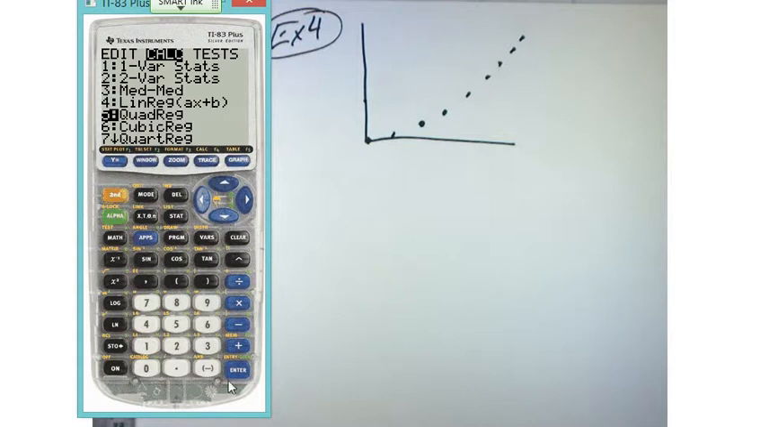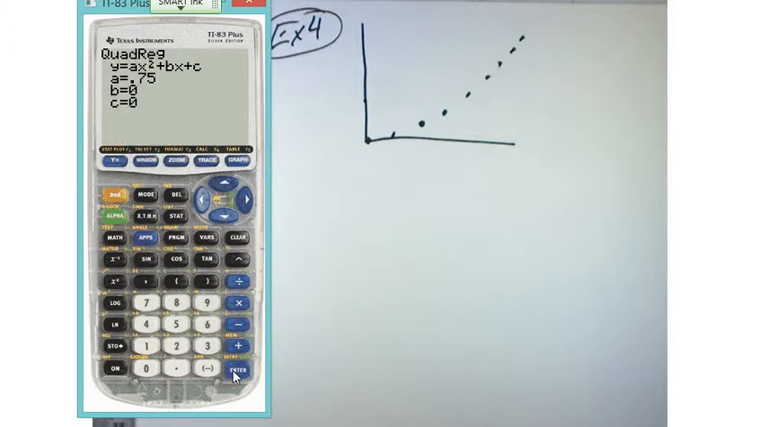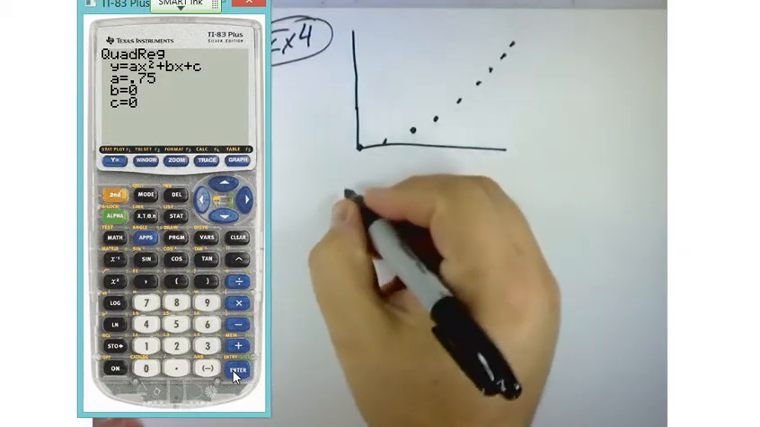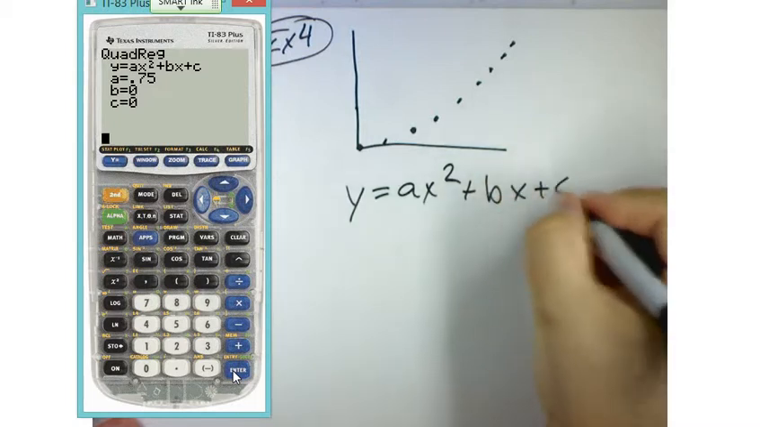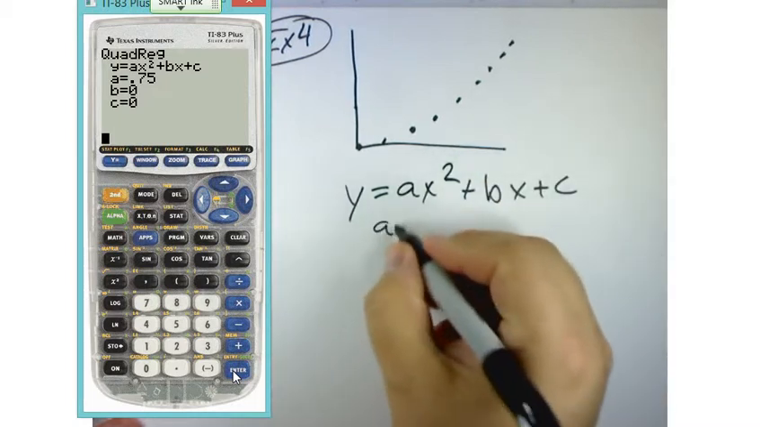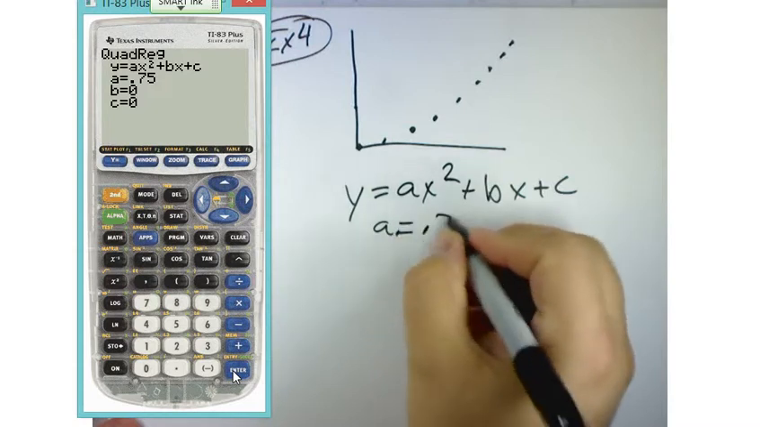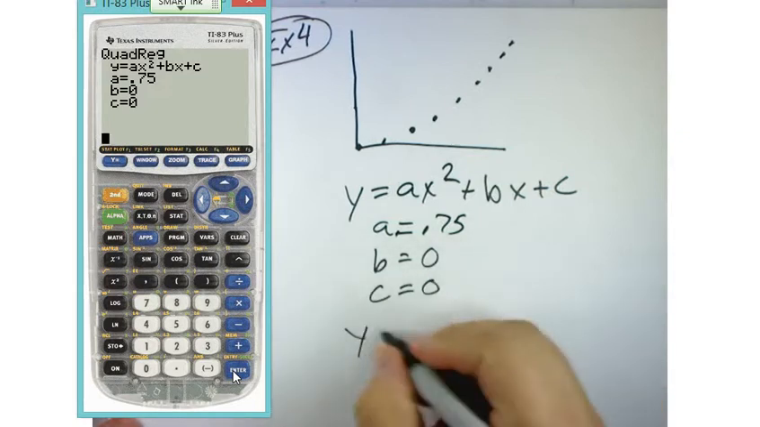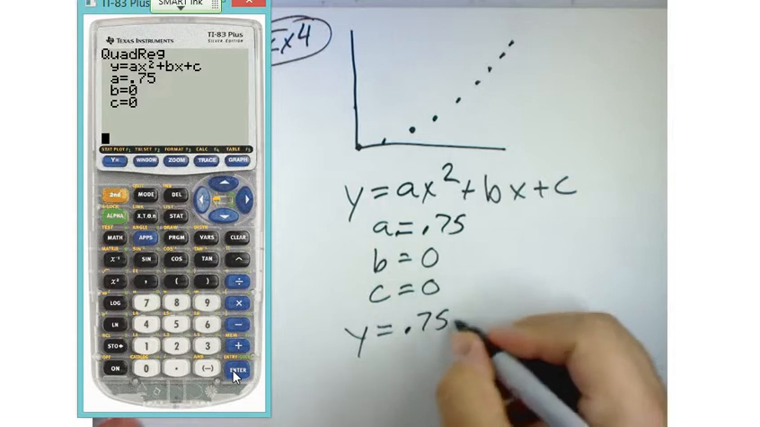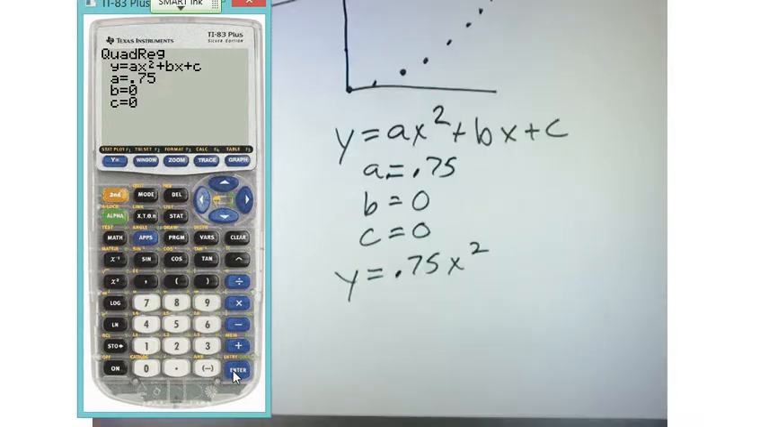So when I hit enter, by default, it'll automatically pull the information up. Okay? Now, what that's saying is, on your calculator, y is equal to ax squared plus bx plus c, and then it gives us that a is equal to 0.75, b is equal to 0, and c is equal to 0. So really what they're saying is that our equation is 0.75x squared, right? That's what they're saying.